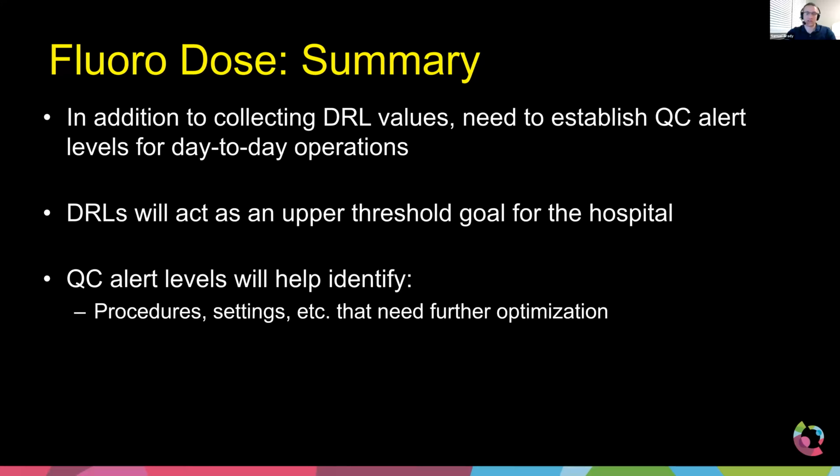So we talked about diagnostic reference levels, and we talked about the need to set up quality control and alert levels. Those are independent of each other. I think they're both very important. The DRLs act as the upper threshold and a goal for all hospitals to meet. And quality control allows you, as a group of radiologists, physicists and technologists, to constantly make sure, patient to patient, day to day, that your systems are always safe and consistent.